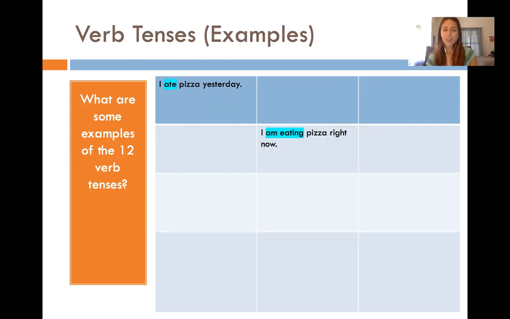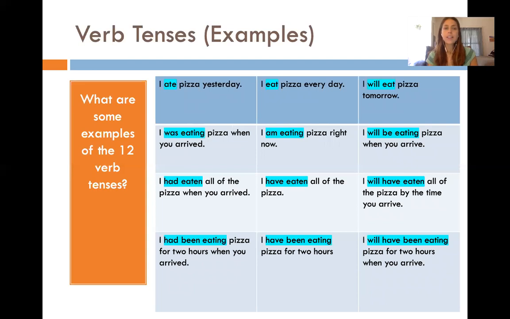Okay, so let's take a look at the example sentences that I found, and you can double check the ones that you wrote. Now, this is all about pizza, okay? So let's just double check the structure of the verb tense. I ate pizza yesterday. I eat pizza every day. I will eat pizza tomorrow, okay? I was eating pizza when you arrived, because we have two. I am eating pizza right now. I will be eating pizza when you arrive.